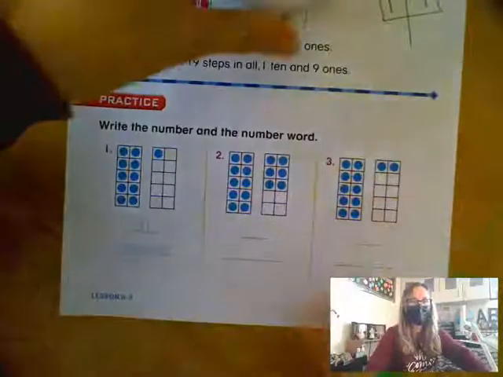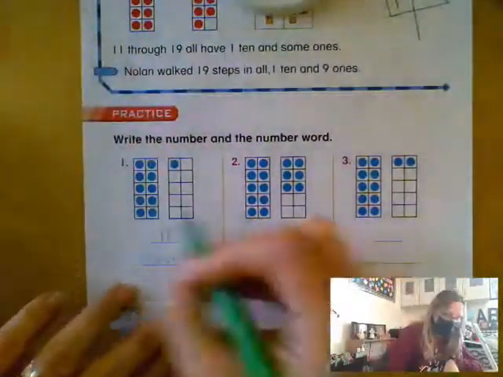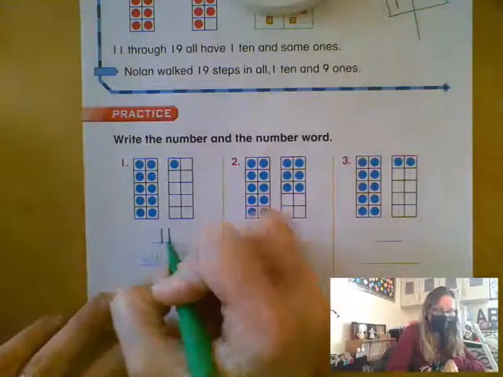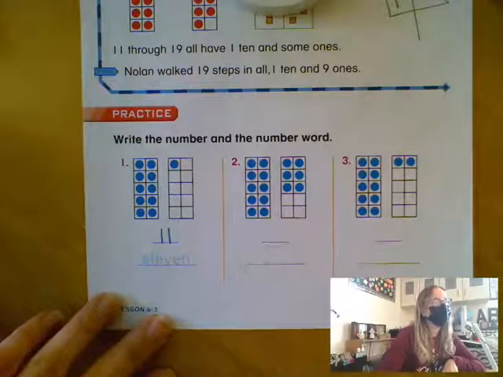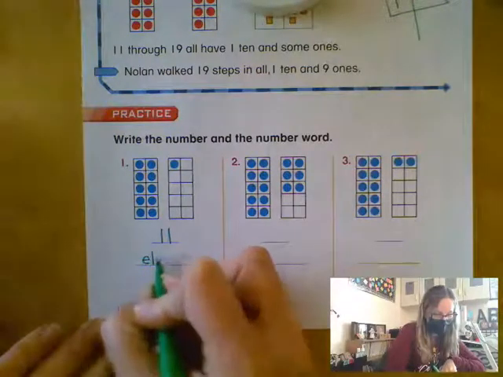So down at the bottom, where it says practice, here they did this one for us. There was 1 10 and 1 1. And what number did that make, Blake? 11. So go ahead and trace the number word 11.